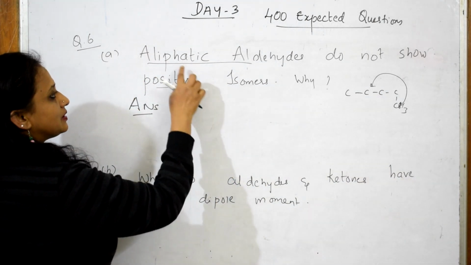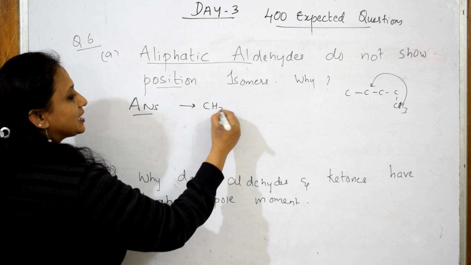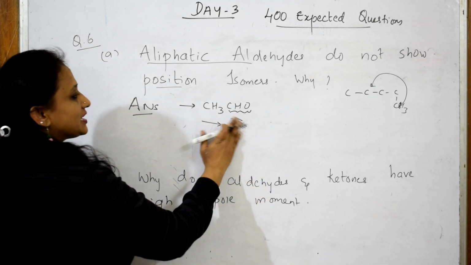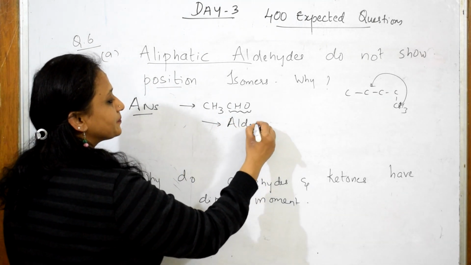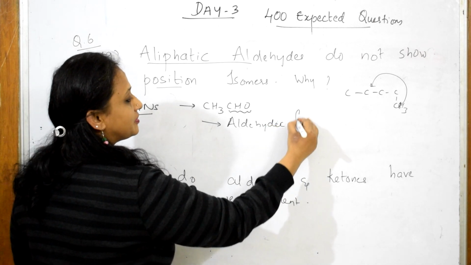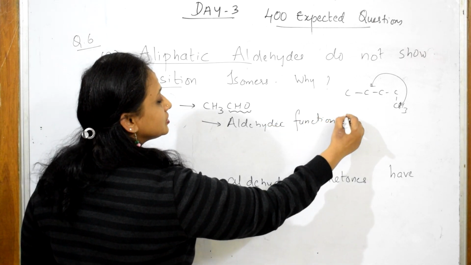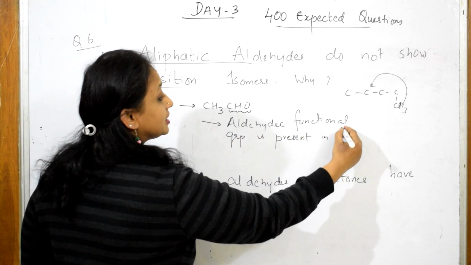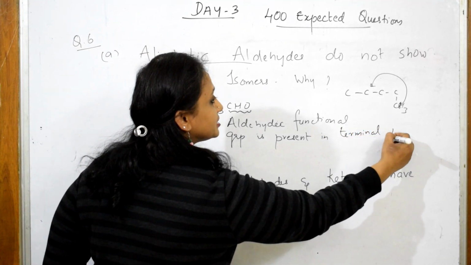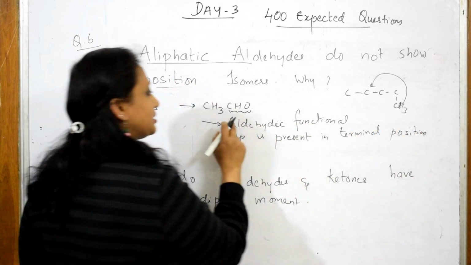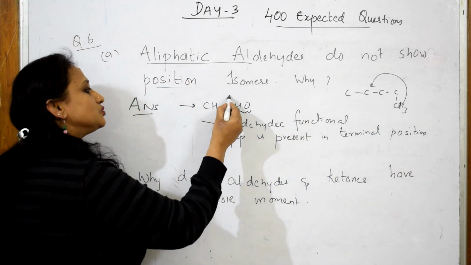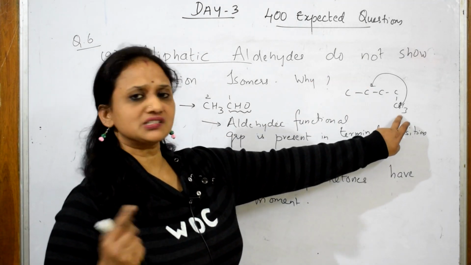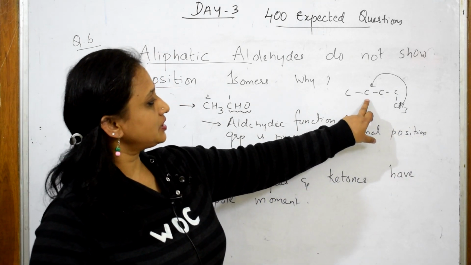But in this case, what happened? Aliphatic aldehydes, when I take them, the aldehyde group is at the terminal position. So let us write that. Aldehydic functional group is present in terminal position. When it is in terminal position and you're counting, you count as 1 and 2. Can I take that and place it somewhere else? I can't do that. Here, a substituent I took from here and placed it here. After that, I can place it here.